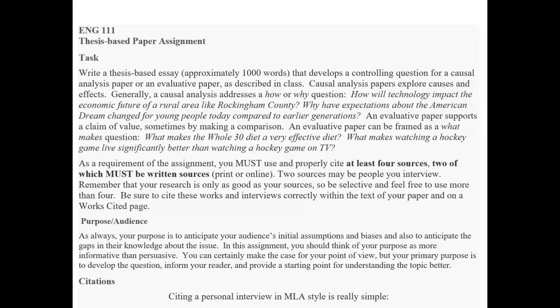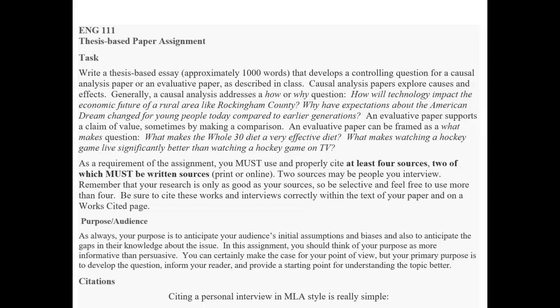Hello again. This week we start our next writing project, the thesis-based paper assignment. This will be an assignment where we add some new elements to what we've been working on so far, as well as further develop the skills we've been working on in the summary reaction paper. So let's go over the task here first.